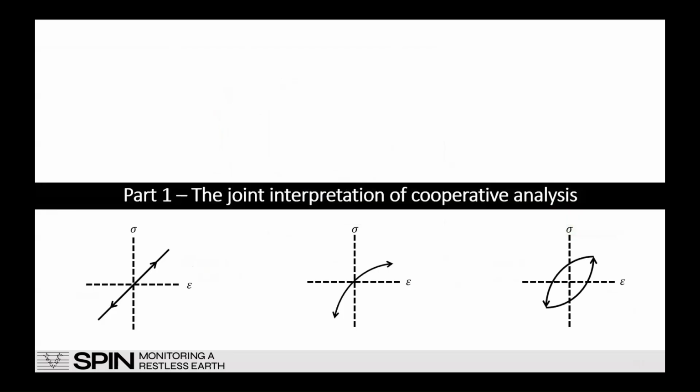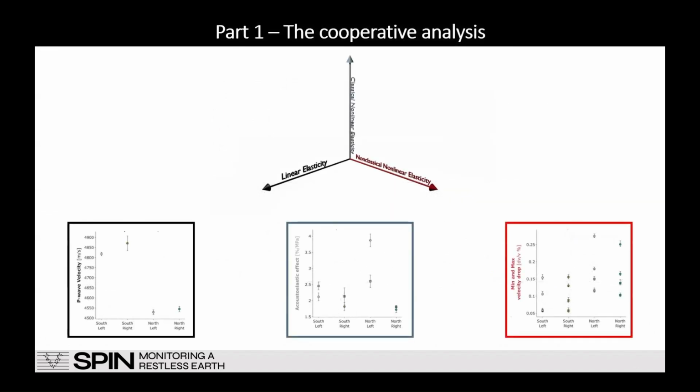Now, what happens with the cooperative analysis? Cooperative analysis is salient when we perform this joint interpretation of the 3 different regimes. That means mixing the information of linear elasticity, classical nonlinear elasticity, and non-classical nonlinear elasticity.